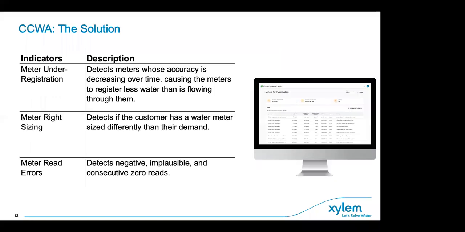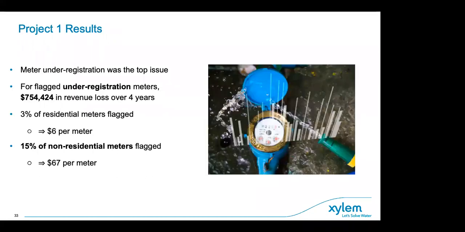If I give a quick snapshot of what we were doing for them, we were looking at these indicators: meter under-registration, meter right-sizing, both over and under, and meter read errors, so negative reads, implausible reads, and consecutive zeros. The project 1 results found that under-registration was the top issue in terms of meter inaccuracies. For flagged under-registration meters, there was over $750,000 in lost revenue over 4 years.